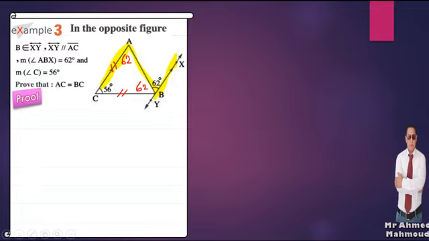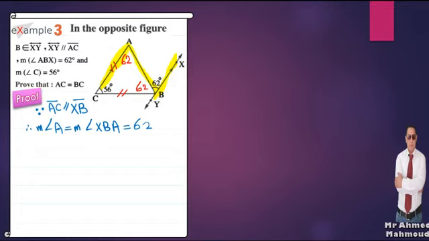Now to write the proof. Since AC parallel to XB, therefore measure of angle A equals measure of angle XBA equals 62, alternate.